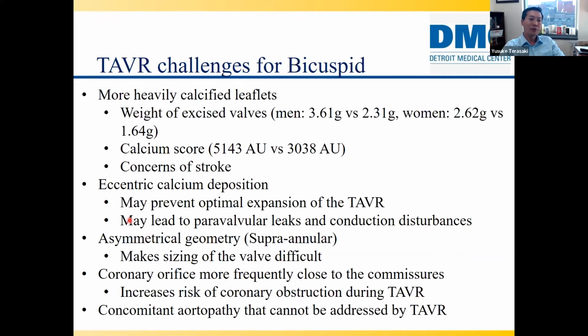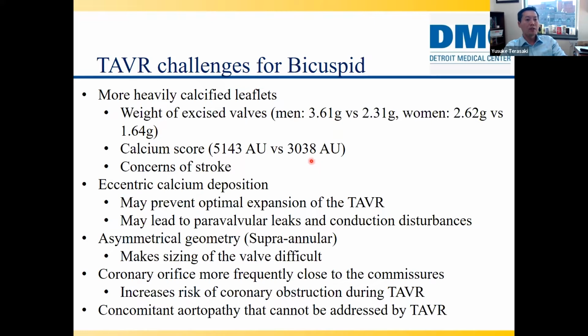However, in TAVR, it's a little bit more challenging than that. Why is that? Well, for one, the leaflets are way more calcified. They've actually measured the weight of the excised valves. You can see that in bicuspid valves, the weight is way more, meaning that there's way more calcium burden on the leaflets. And that goes for both men and women. You can see that the calcium score is way higher for bicuspid patients over tricuspid.